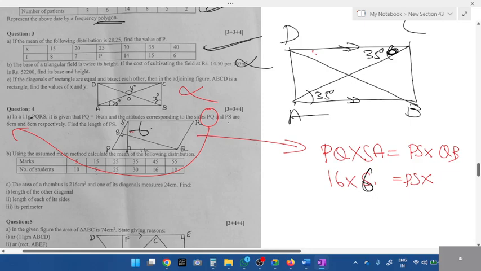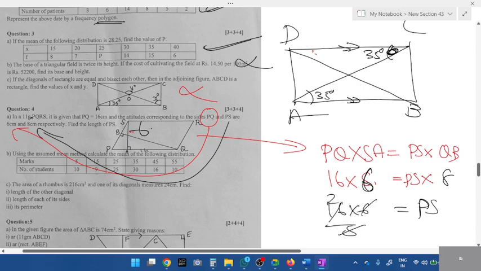Next, what is the line touching PS? Which line is touching PS? BQ, right? What is BQ value? 8. So PS is equal to 16 into 6 divided by 8. 8 ones are 8, twos are 2, 6 are 12. What is PS value? 12. The meaning of corresponding is whichever base is touching, that is the height you have to take, students. Is it clear?